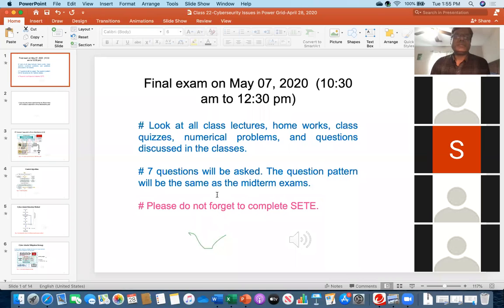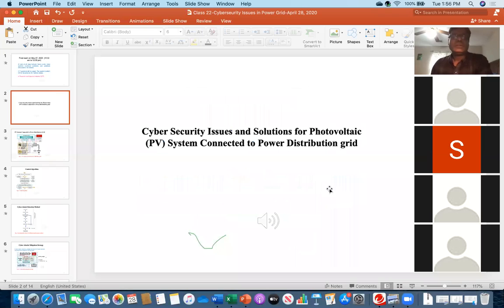Okay, so moving forward. Today we will be discussing a new topic, cybersecurity issues and solutions for photovoltaic, that is PV, systems connected to the power distribution grid. Almost we are at the end of the syllabus and of this chapter. So this is a specific case. What's the cybersecurity issue? How does cybersecurity happen on a solar system, and what's the solution? So we'll be looking at that.